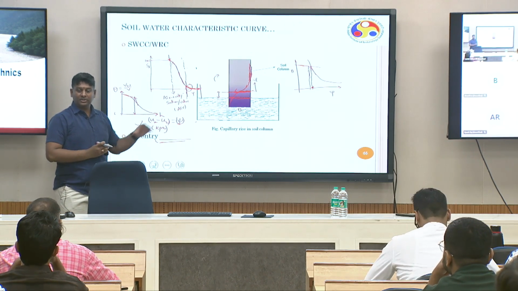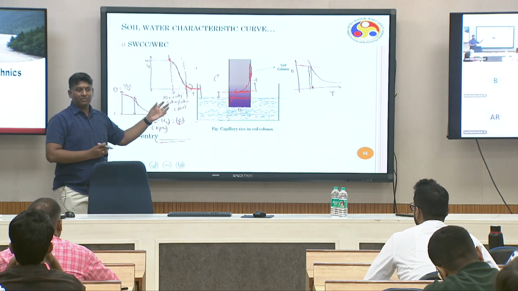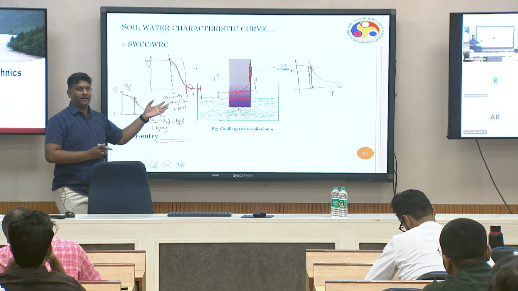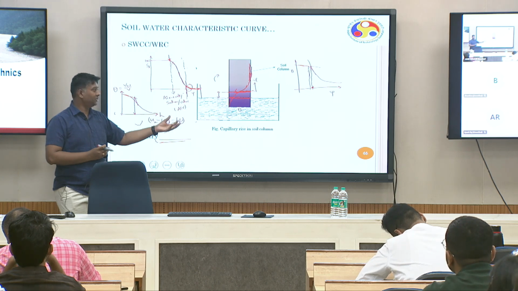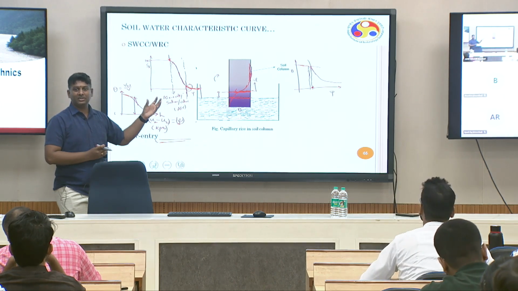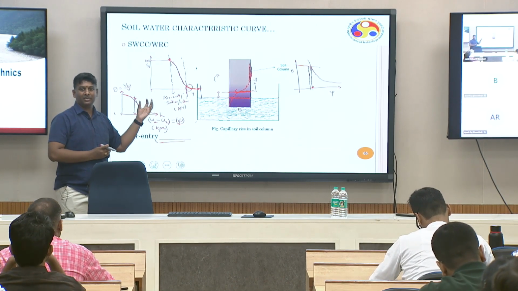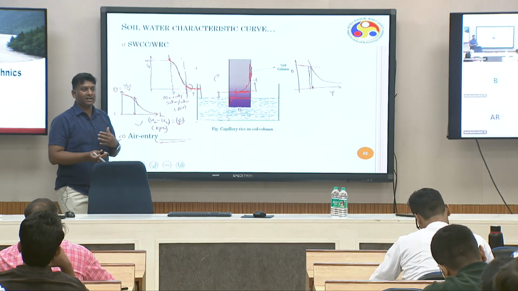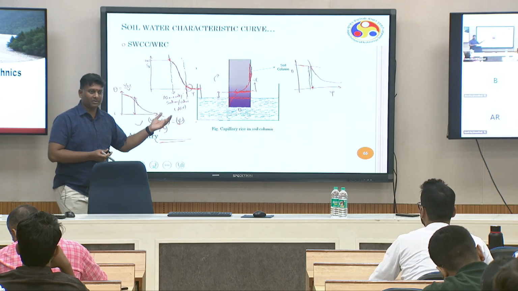right? So this is a very important constitutive relationship, which is a backbone for understanding many engineering concepts like shear strength variations, hydraulic characteristics, volume change, anything you talk about, which is directly influenced by the soil water characteristic curve, or we can in fact correlate different characteristics using the SWCC or WRC, whatever it is.